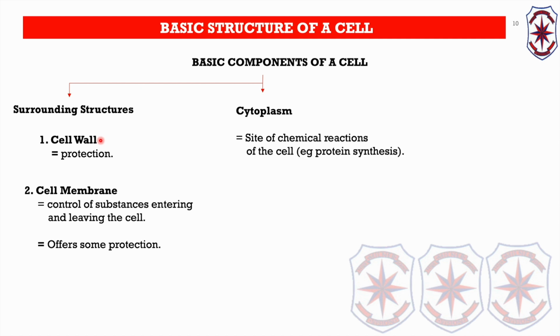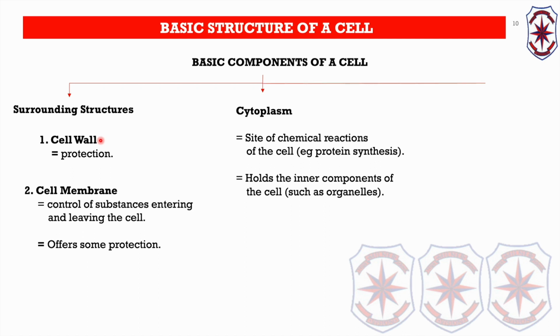What it does is that it is the site, or the location, of many chemical reactions that take place in the cell. For example, that's where protein synthesis takes place, the process where the cell makes its own proteins. We are going to look at protein synthesis in lesson 6. The cytoplasm holds the inner components of the cell, such as the organelles. So it is where the organelles are, quote unquote, floating.